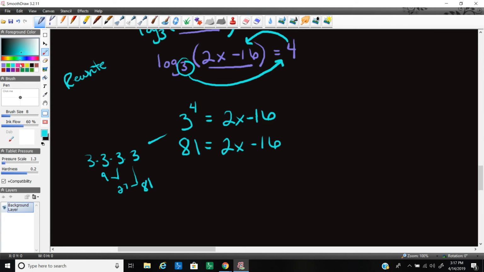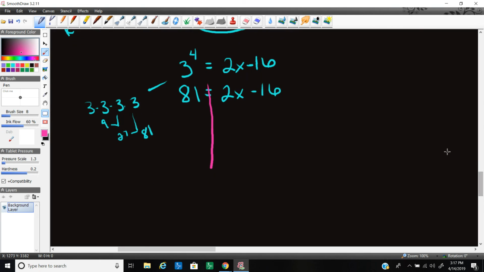And at this point, we're just solving again. So notice that all of these problems, we're just solving for x. And they end up, after you deal with the logs and rewrite it and all that, as regular equations, 2-step equations. So in this one, we're going to add 16 to both sides. Okay, so 81 plus 16, let's see, 1 plus 6 is 7, 8 plus 1 is 9, equal to 2x.